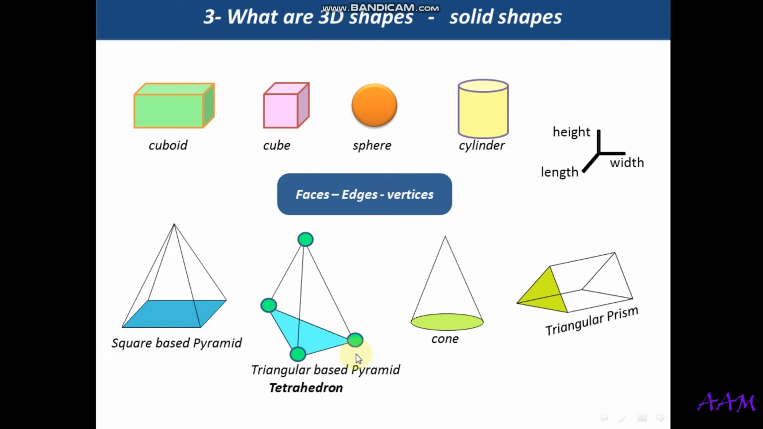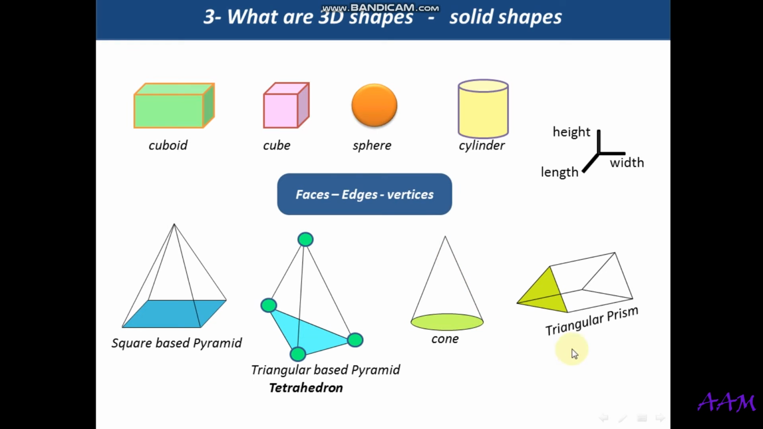Okay, what about vertices? These are the vertices here. Do you see these green balls? This is a vertex, and this is a vertex, and this is a vertex, and this is a vertex. So it is 4 vertices. And this one, how many vertices in the cone? A vertex is this point here. This is one vertex, so you have only one vertex.